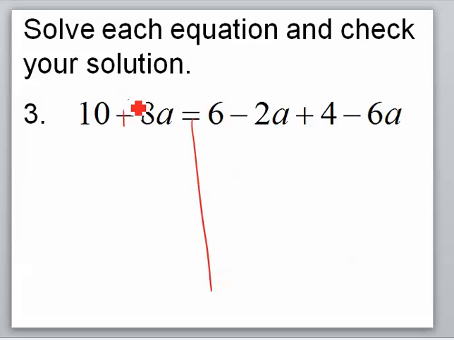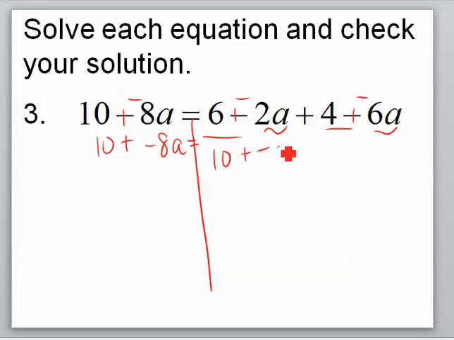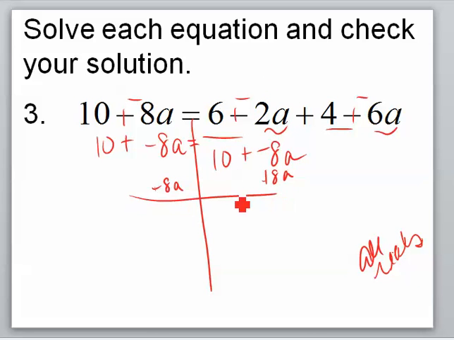This is the last problem for this video. So I'm going to change my signs to plus the opposite, plus the opposite, plus the opposite. So I end up getting 10 plus negative 9a equals 4 and 6 are like, so that gives me 10. Negative 2 and negative 6 is like, so that gives me negative 8a. This is also all reals because I have the exact same thing on both sides. Now, if you wanted to see it algebraically, you would add 8a to both sides, and that gives me the answer 10 equals 10, which is a true statement.